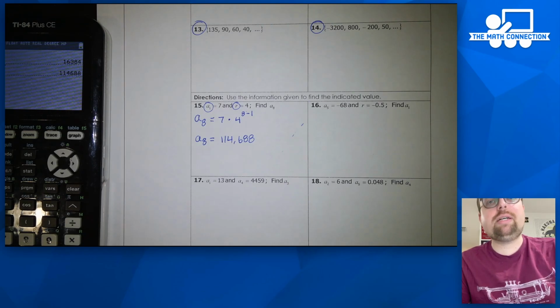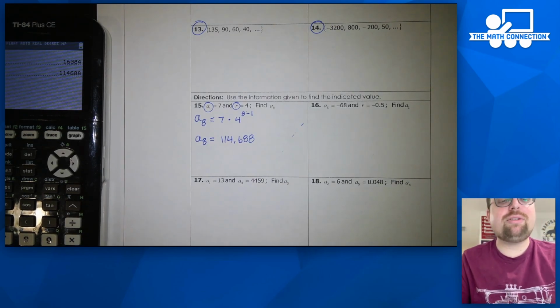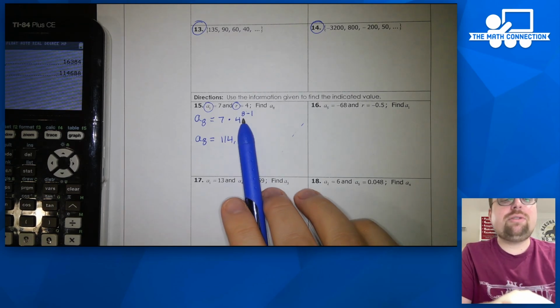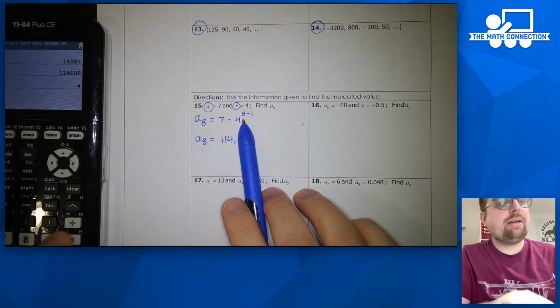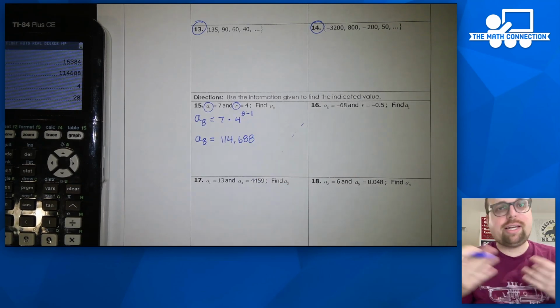Pretty large number, but you know, it happens. If you found even the second term in the sequence, it would be 4 to the first power times 7, which is 28. So you're going from 7 to 28. It's only going to get larger from there.